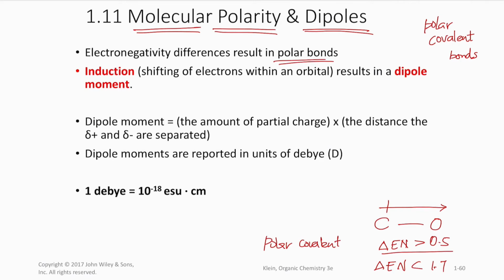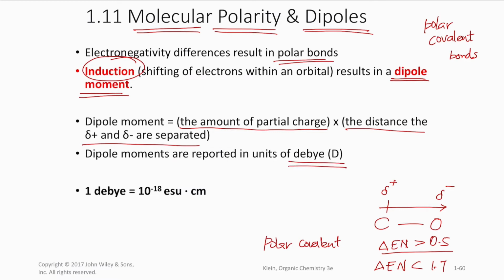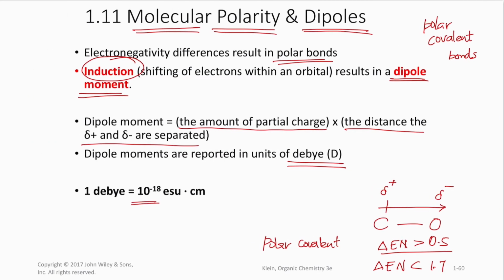These polar bonds differentiate the charge, creating a partial positive charge on the carbon and a partial negative charge on the oxygen. This process of shifting the electrons towards one side is called induction. This induction results in a specific characteristic of a molecule called the dipole moment. The dipole moment can be written as the amount of the partial charge times the distance between the partially charged atoms. These are generally measured in a unit called the debye, which is 10 power negative 18 ESU per centimeter.